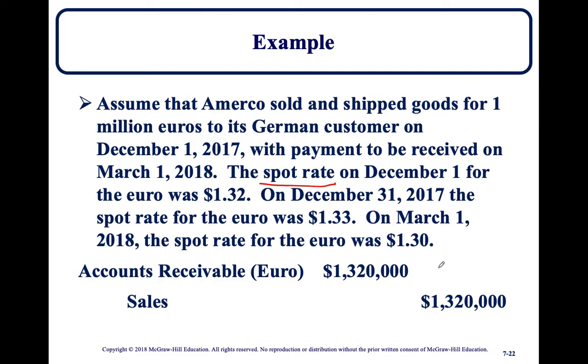Now, how do we calculate this 1,320,000? That is our spot rate on December 1st times the 1 million euros. And so now I have a receivable that has been converted to US dollars of 1,320,000 on the balance sheet. And I have sales of 1,320,000 on the income statement.